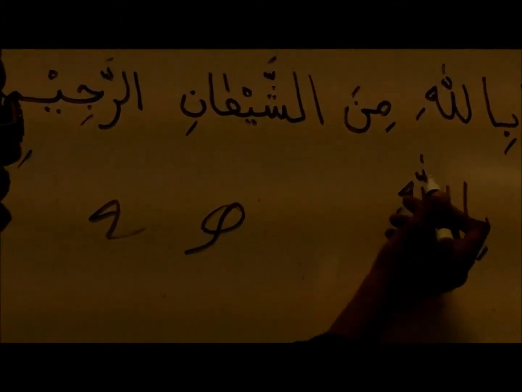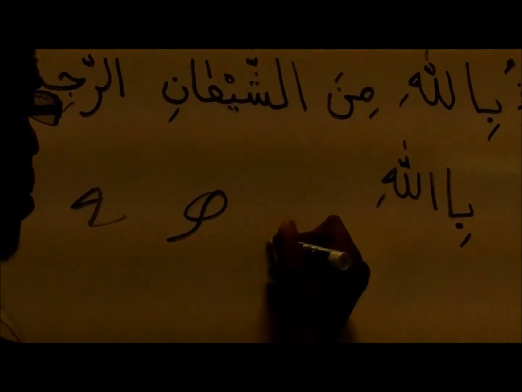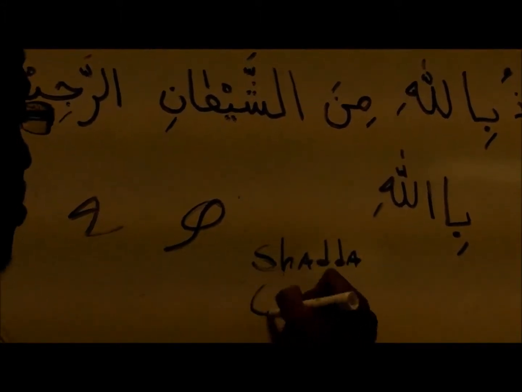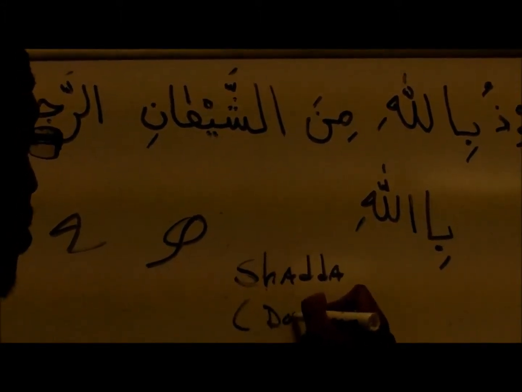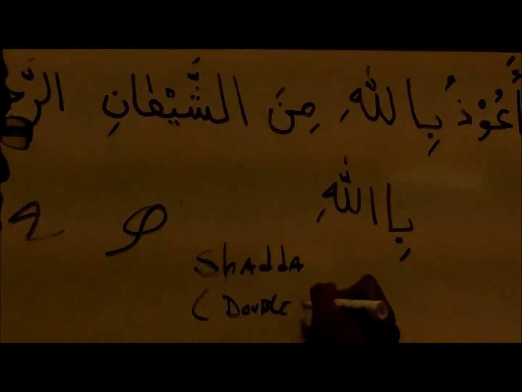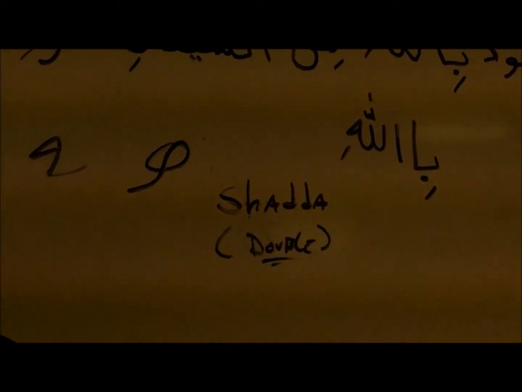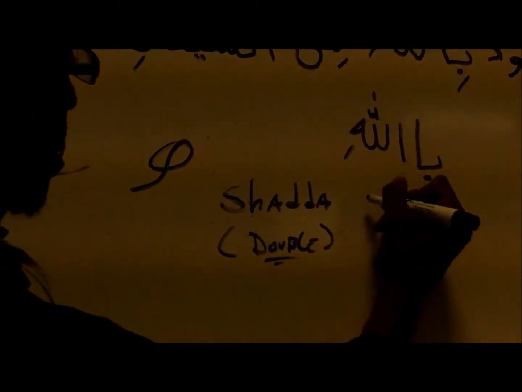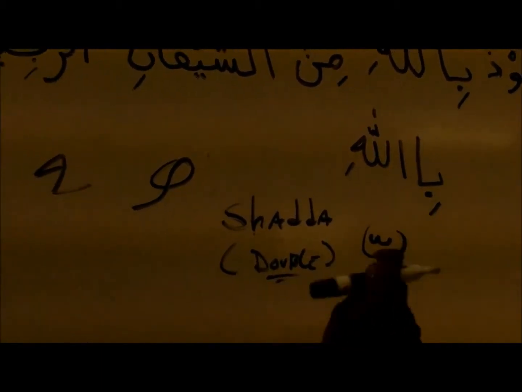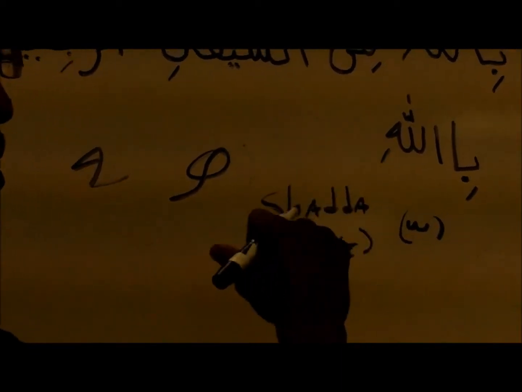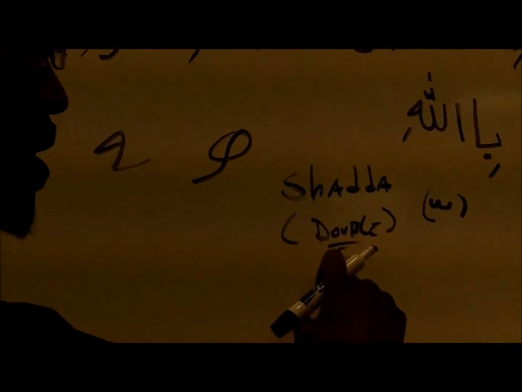Okay? But this diacritical mark on top, which the sister was talking about before, this is called Shaddah. Shaddah, meaning to double. I'm going to give you an example. This letter right here looks like a W. I just put it in brackets. This is called Shaddah. Shaddah means to double. And I'm going to explain.